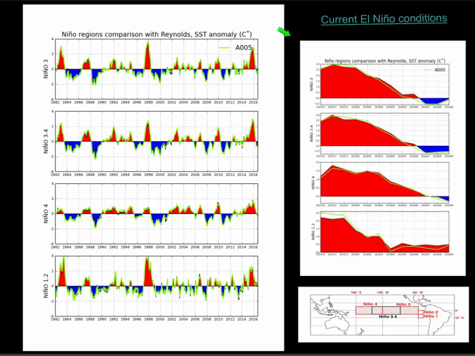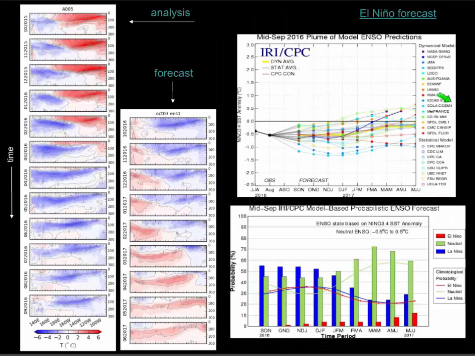And on the right is the zoom in to the last year. So this is up to present. So we are coming out of the big El Nino, and now the sea surface temperatures are very close to neutral conditions. But this is not the end of the story.